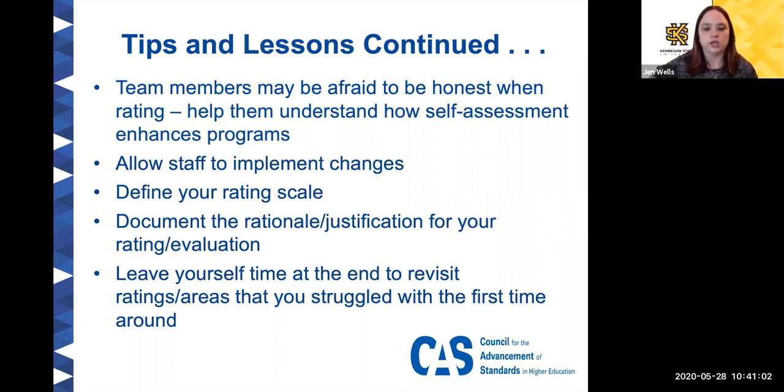Other pieces, you could look at your accreditation liaisons. They may take a particular interest because the evidence helps them with accreditation. But leave yourself time at the end to really think about pieces maybe that you struggled or where there was a lot of discrepancy so that you really have those powerful discussions.